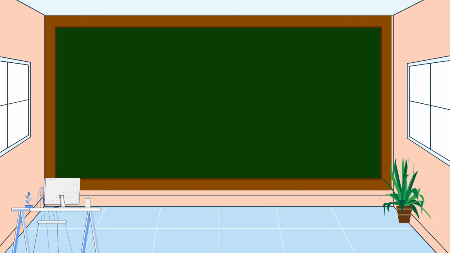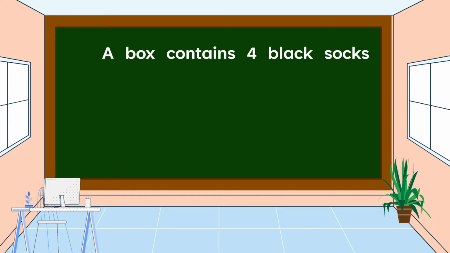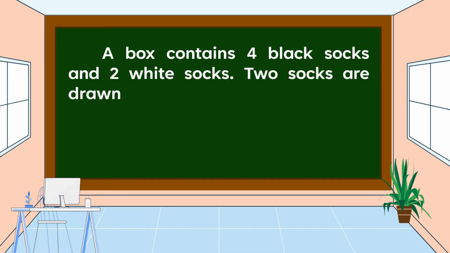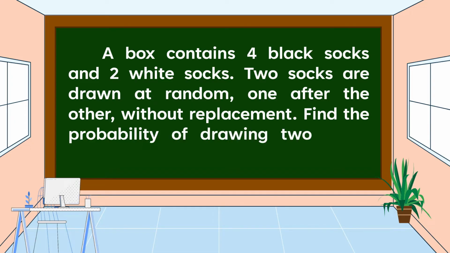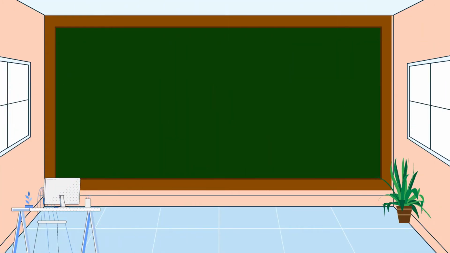This is our first problem. A box contains 4 black socks and 2 white socks. 2 socks are drawn at random, one after the other, without replacement. Find the probability of drawing 2 black socks in a row. How are we going to solve this problem? Yes, you are right. We're going to use the 4-step plan.